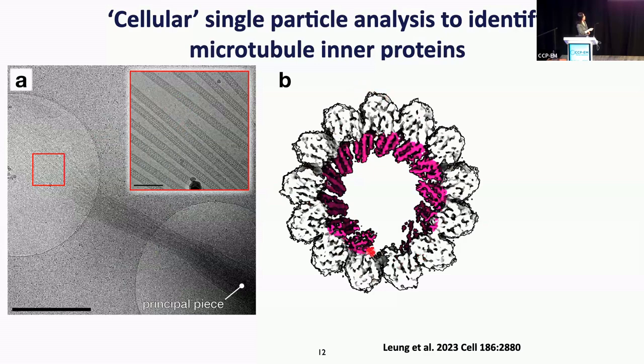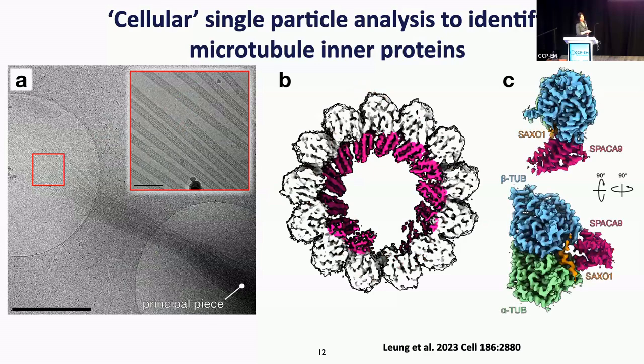So you can see it here, and we got to a resolution that we could identify this protein, and we validated it also with our cross-linking mass spectrometry. So this is SPACR9 that you can see here. And because we got such a nice resolution, we actually resolved another microtubule inner protein that is a bit harder to see, because it's a very thin filament that binds along the microtubule protofilament, and this is SAXO1.